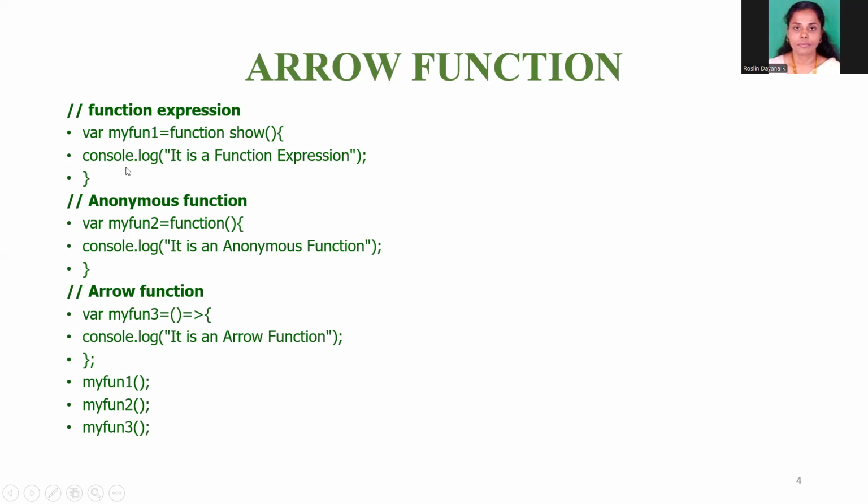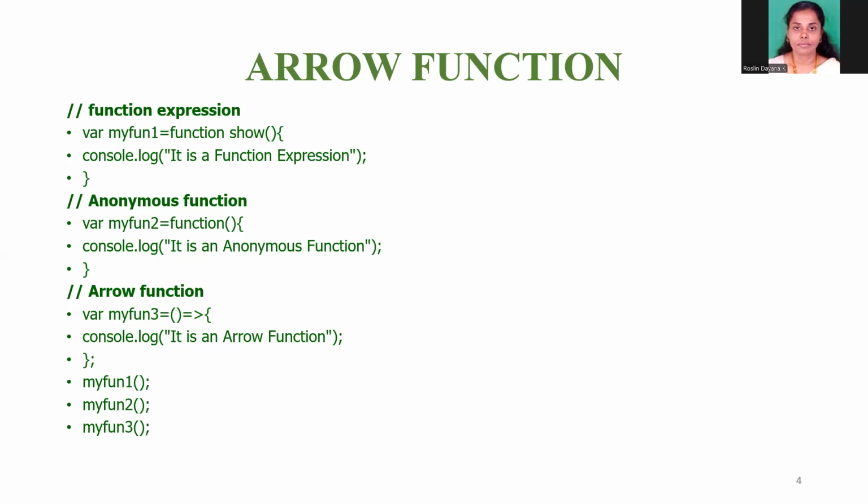So there are three types of functions: function expression, anonymous function, and arrow function. First one is function expression. Here the function name is showOff, a normal function. myFunction1 with console.log is a function expression.